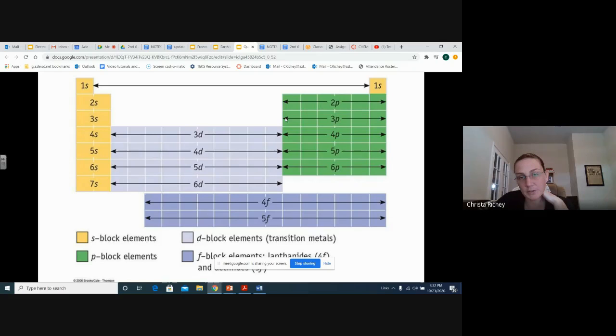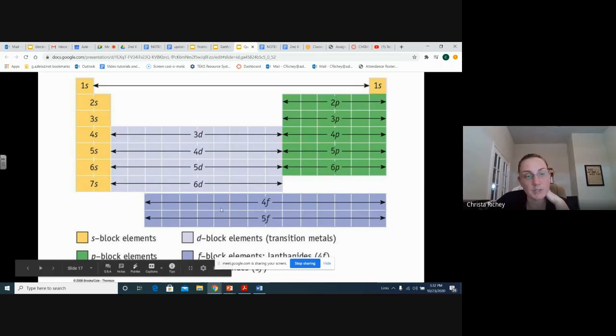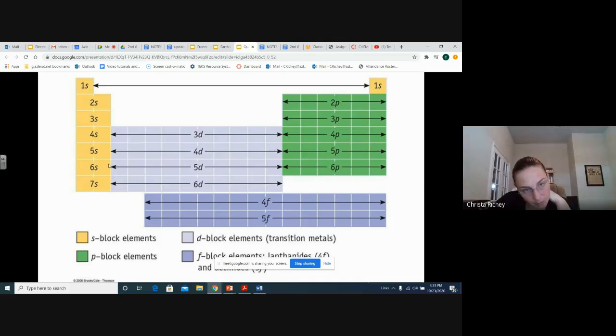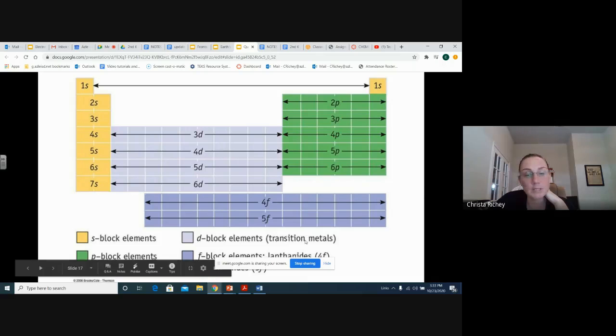Your P block is this green one over here, and it's 6 elements wide, literally 1, 2, 3, 4, 5, 6. Your D block is your transition metals, and they are 10 elements wide, literally 10 elements if you count them. And then your inner transition metals, the lanthanoids and the actinoids, which really belong right here in between these, are your F block, and they're 14 wide.